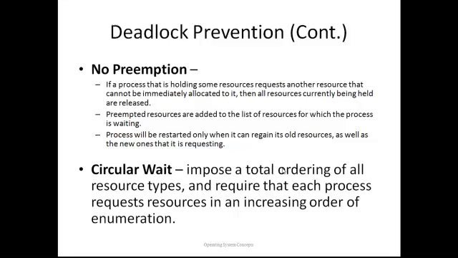Then no preemption. So the third one is: if a process that is holding some resources requests another resource that cannot be immediately allocated to it, then all resources currently being held are released. Preempted resources are added to the list of resources for which the process is waiting. The process will be restarted only when it can regain its old resources as well as the new ones that it is requesting.